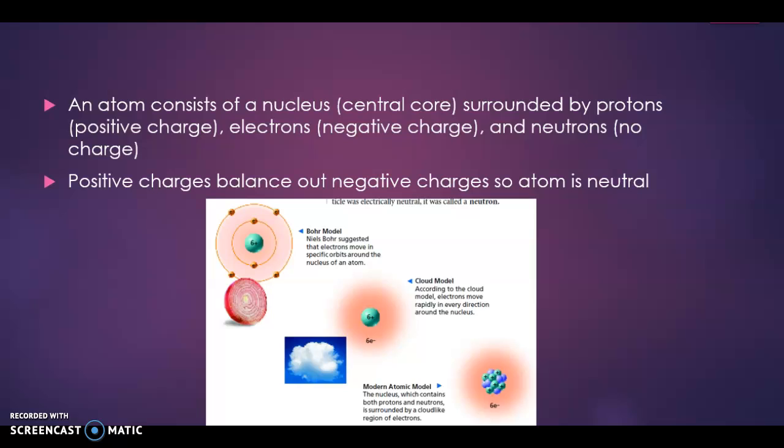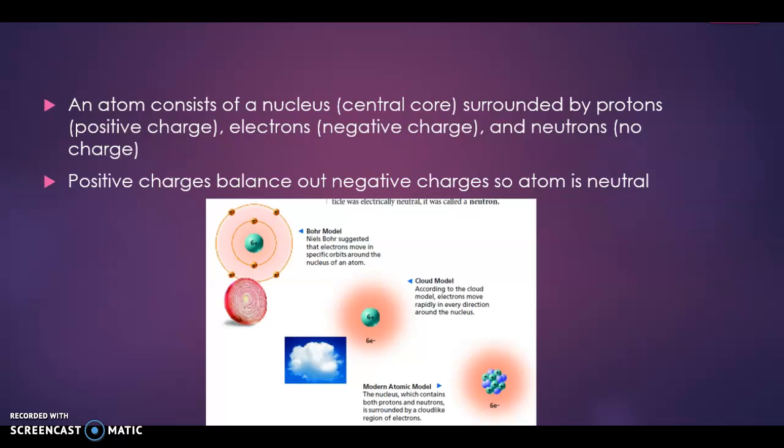So an atom consists of a nucleus, which is a central core surrounded by protons, which are positively charged, electrons, negatively charged, and then neutrons, no charge. The charges balance out because you have an equal amount of positive and negative charges. So if you have 6 protons, you have 6 electrons. If you have 4 protons, you have 4 electrons. They balance each other out for neutral atoms, okay?